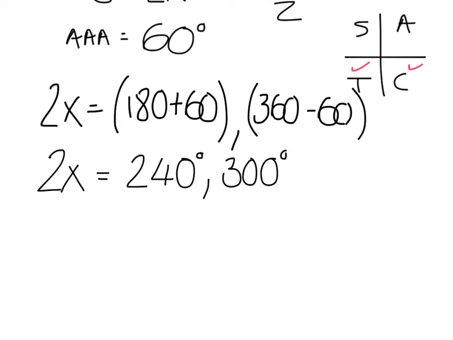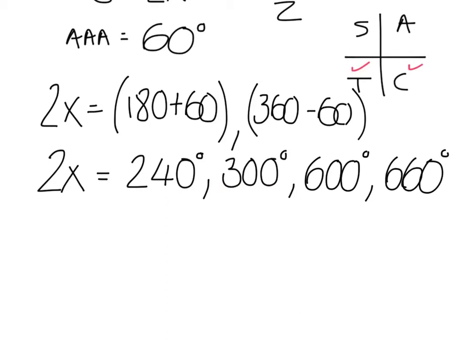Now at this point we need to remember our interval for our 2x solutions, and it went all the way up to 720, which means if we add 360 to both of these, it will give us two more solutions. So 240 plus 360 gives us 600, which is still within our limit, and 300 plus 360 is 660 degrees. Now we could keep going getting more values by adding 360 to these two, but that would then take us outwith our interval for 2x.